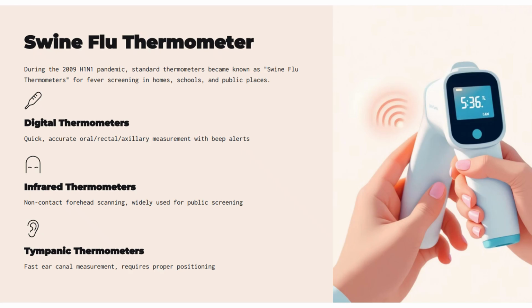There are different types in swine flu screening. First one is the digital thermometer, which provides quick and accurate readings. The second one is the infrared thermometer, which allows non-contact temperature measurement, because in a pandemic we prefer a non-contact method. And tympanic thermometers measure temperature from the ear and are very fast, but they require proper positioning of the thermometer.